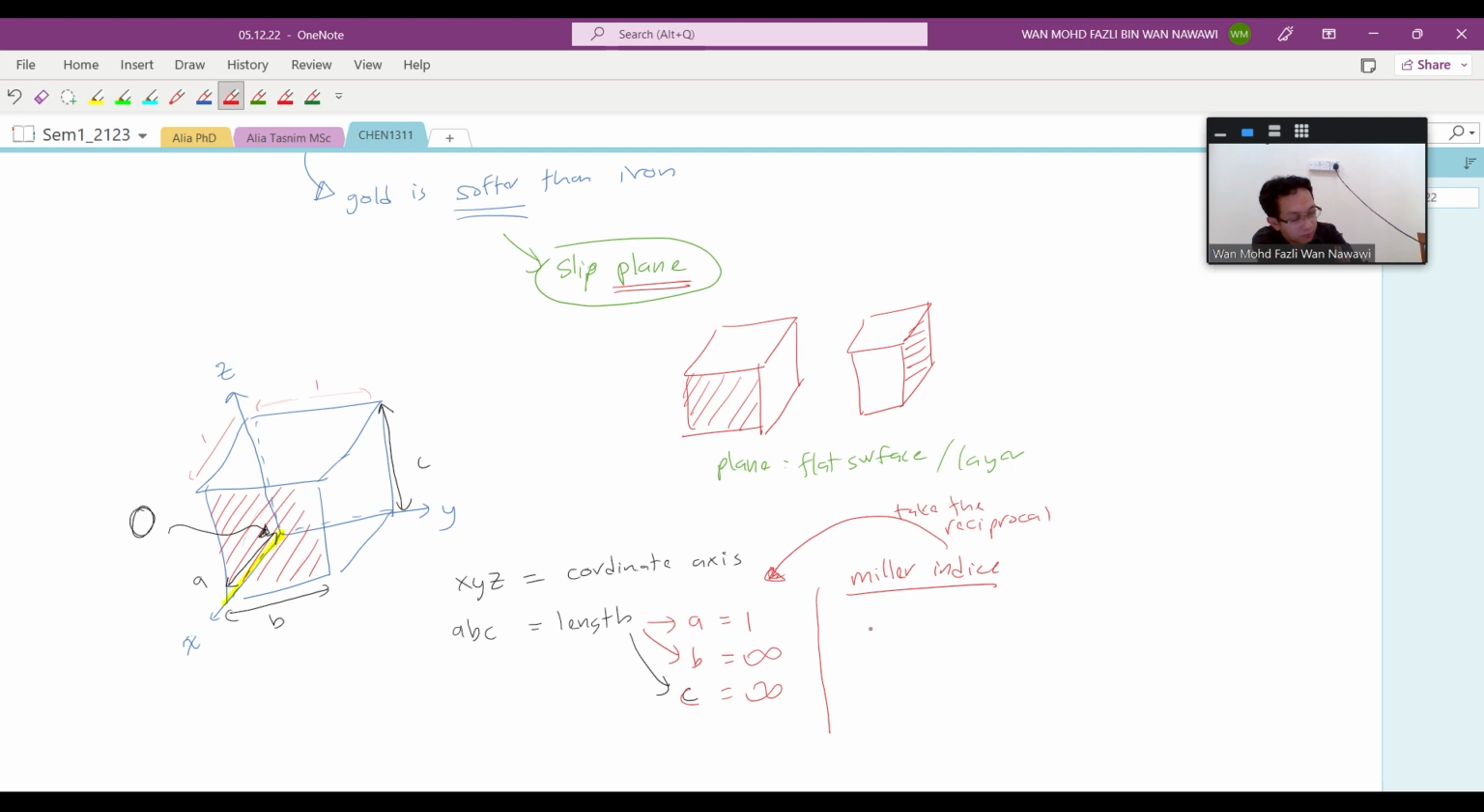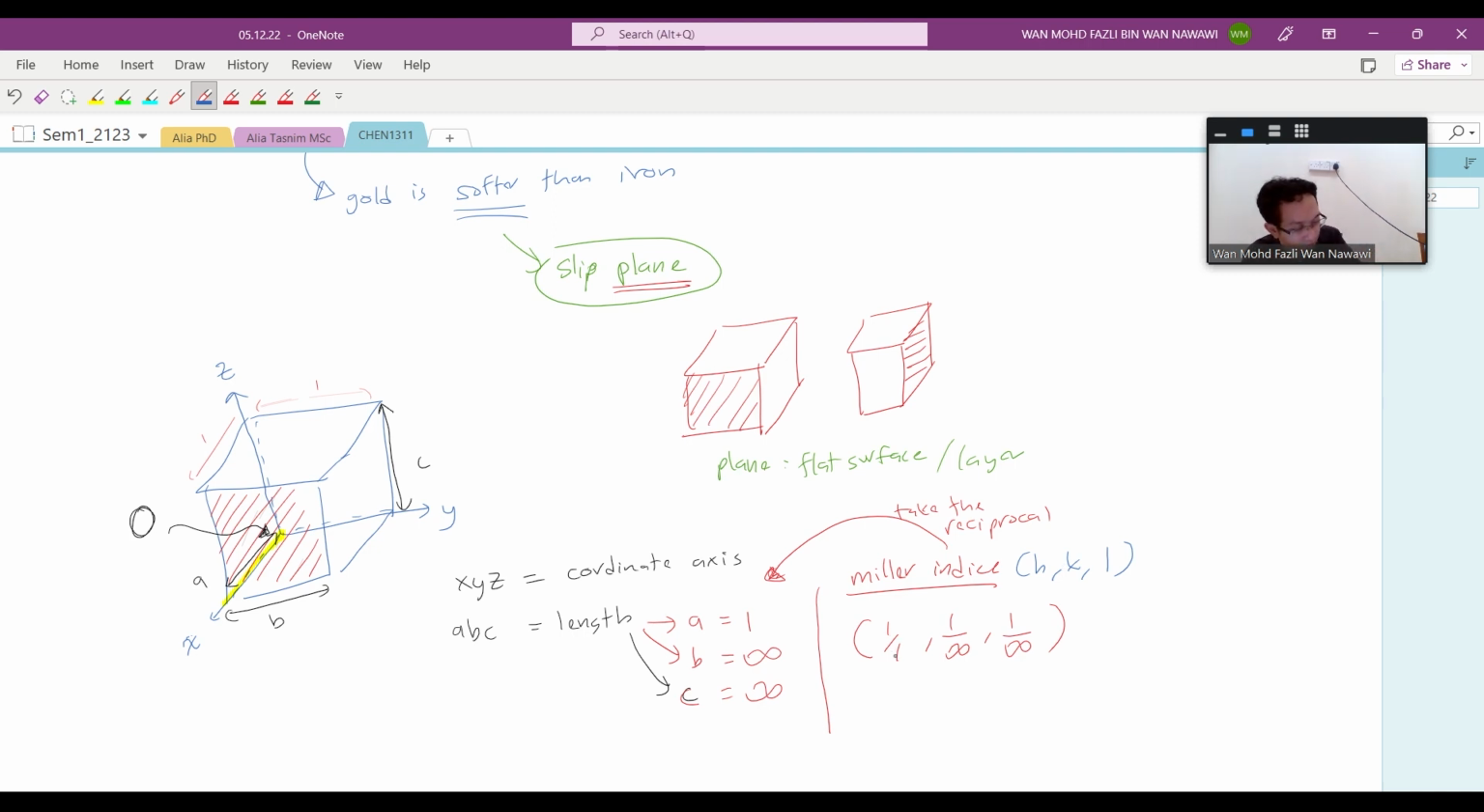Reciprocal means that you make a bracket like this: 1 over 1, then 1 over infinity, and then 1 over infinity. You get something like this. This is for A. When we talk about the Miller index, we talk about HKL. They are just terms. This is ABC. This is HKL. So when you see HKL, it has already been reciprocated.